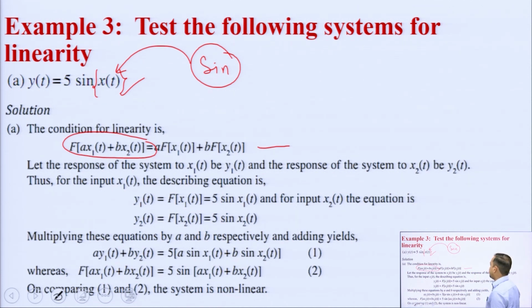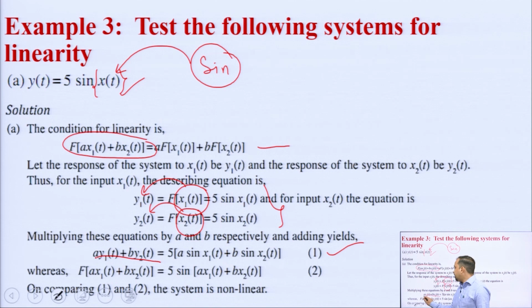The equation is, let us say, x1 will give rise to y1, x2 will give rise to y2. So, we are getting a signal which is the addition of these two equations, which is 5 times sine x1(t) plus 5 times sine x2(t). So which is equation number 1.